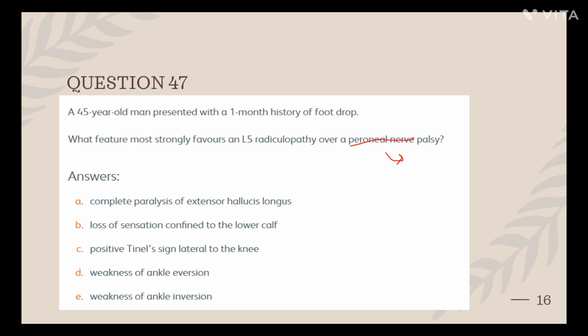So look at the options. Complete paralysis of extensor hallucis longus, loss of sensation confined to the lower calf, positive tunnel sign lateral to the knee, weakness of ankle inversion. So weakness of ankle inversion will be there in L5 but is not a characteristic of peroneal nerve palsy. So this is the answer. Okay.